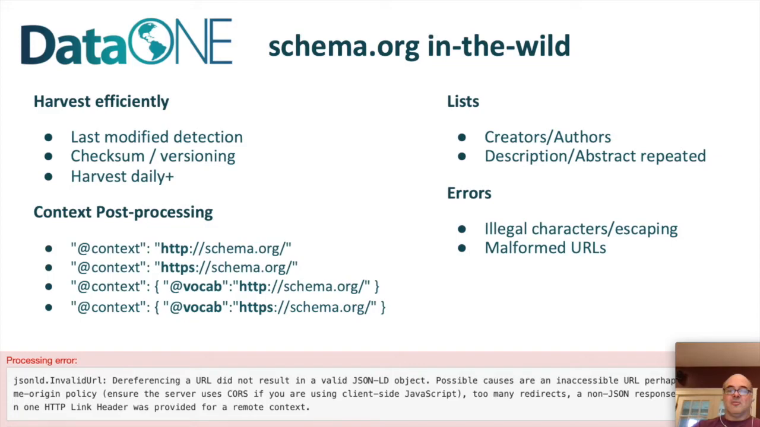So when we actually tried to harvest schema.org in the wild, we've come across a number of different issues. The DataONE open source system has been optimized in order to efficiently harvest a large number of different providers. We have sophisticated mechanisms for understanding when content's modified, when we need to go and generate new versions, and it allows us to harvest more often than daily. We've also figured out mechanisms to deal with the vagaries that happen across repositories, whether that's how they represent the schema.org context, how they represent lists, and deal with errors from malformed URLs and other kinds of problems.